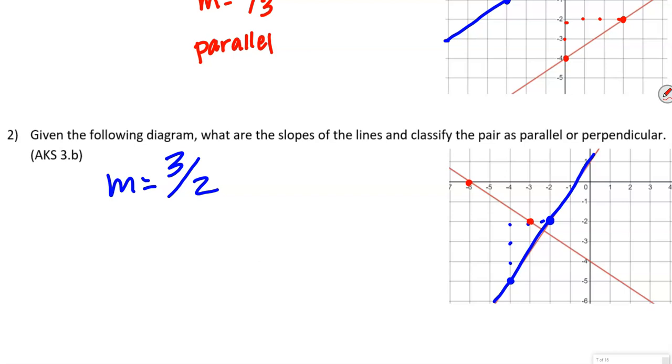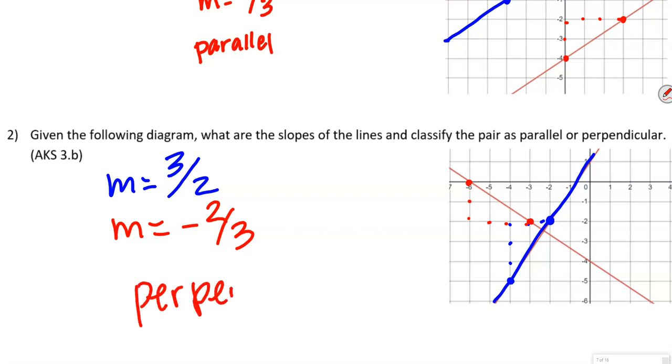And we know that that line is falling, is negative, because it's falling from left to right. So this is going to be negative for sure. And it's going down 1, 2 and over 1, 2, 3. So down 2 over 3. So those are perpendicular slopes because they are not the same sign and they are flipped of one another, or what we call reciprocals. Okay, so these are perpendicular.